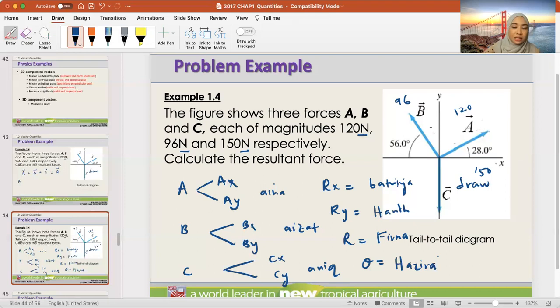But orang-orang yang saya assign ni, please try to solve for whatever that I assigned you with. The rest of you, please try this problem. Try to resolve your A, B, C, and then add all your x's together, add all your y's together, and then try to find the resultant and the theta. Then I will try to do the tip to tail method and see if our answers are the same. Okay, so I'm going to give you guys 5 minutes because it's pretty easy. It's okay if you get it wrong. Just try first. We are here to learn.